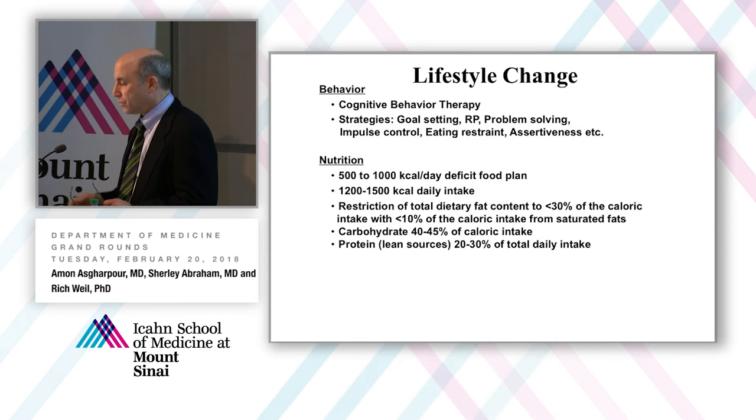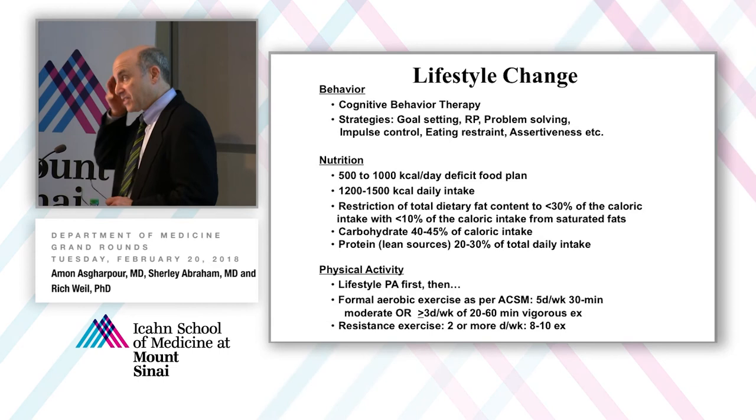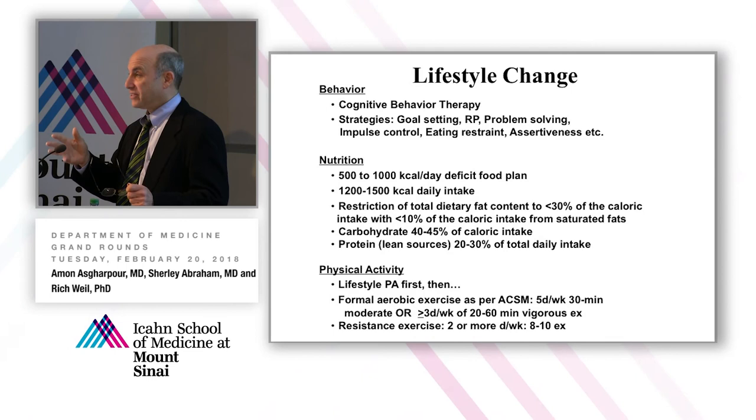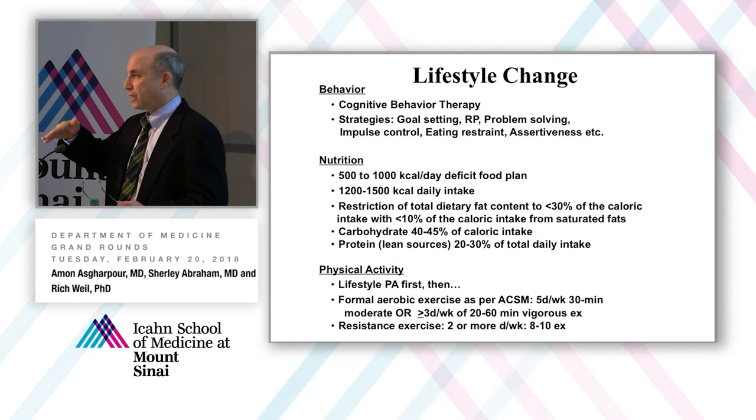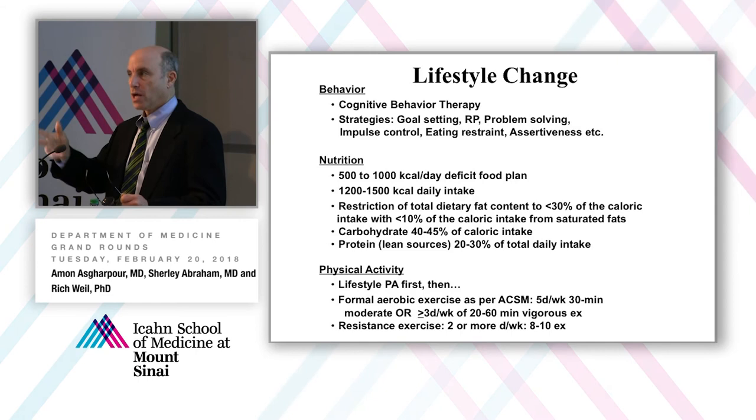Physical activity, we do lifestyle physical activity first. If you have people with BMIs of 40 or 50 or 60 and you go in there and tell them to start training for the marathon, they're going to turn away from you very quickly. So we're really talking about just observing how you move or don't move through this world. Do you take a bus 2 blocks or 3 blocks, and how to start to make intentional changes in their physical activity. That's what we do first.